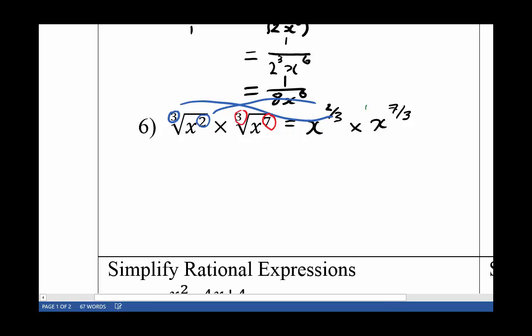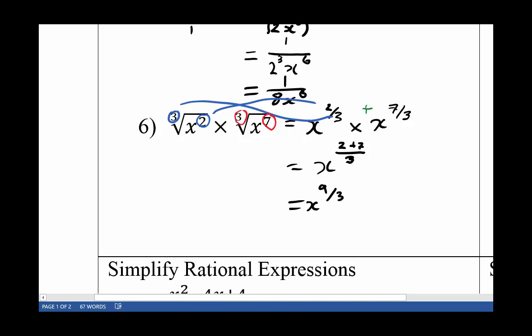When I multiply x's, I add the exponents, and thankfully I have a 3 here and a 3 here, so adding them is actually really easy. All you do is add the tops, because the denominators, or the bottom numbers, are the same. So it just becomes x, and then, if you really want, I'll make it nice, 2 plus 7 over 3. Okay, 2 plus 7 over 3, and 2 plus 7 is just 9 over 3.